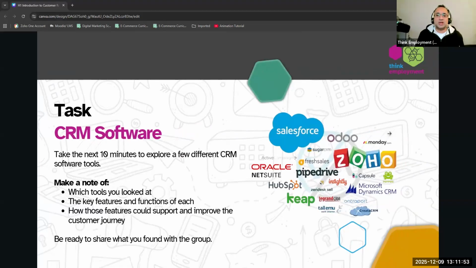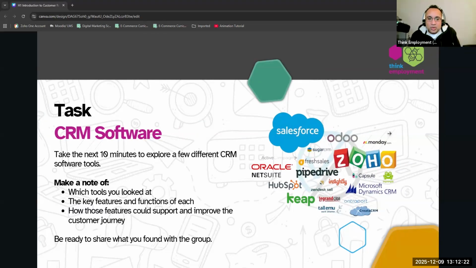Okay, so this image actually shows you some CRMs that are out there. Okay, so you can see Microsoft's Dynamics CRM, you can see Zoho, you can see Pipedrive. So there's quite a few there that you can research into as well to get better ideas. You can go to their About page, you can learn about them and look at the differences. So take the next 10 minutes to explore a few different CRM software tools. That image gives you some idea of what the names are.